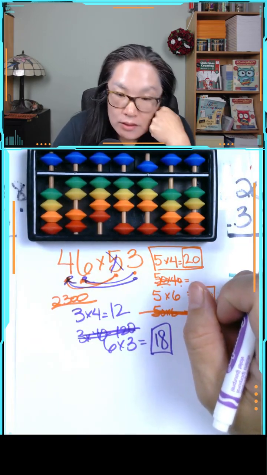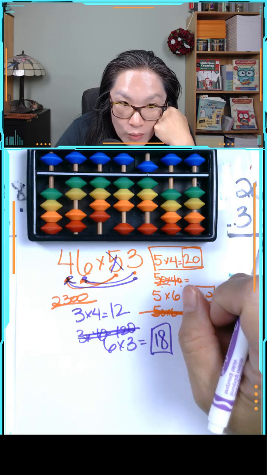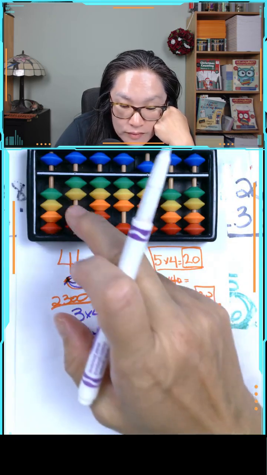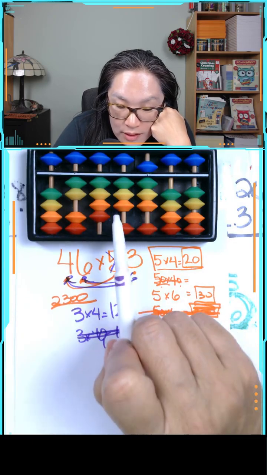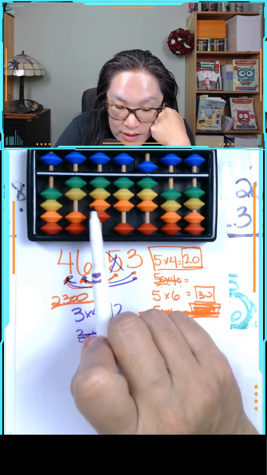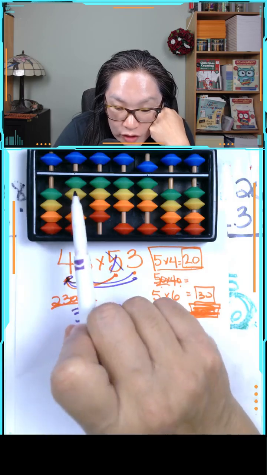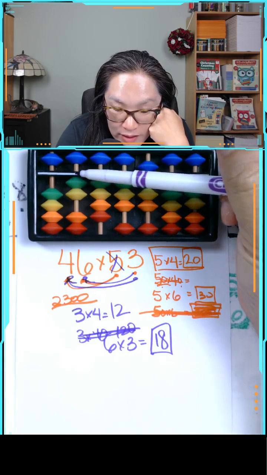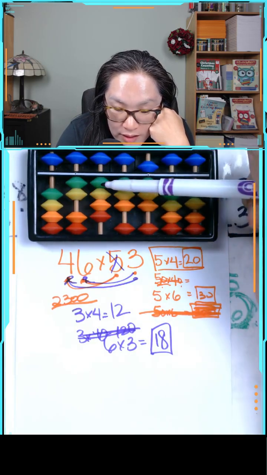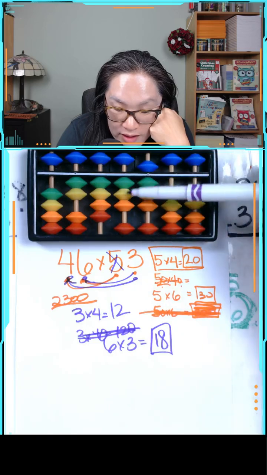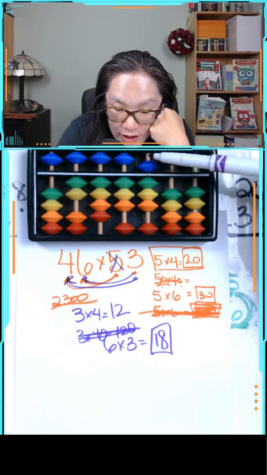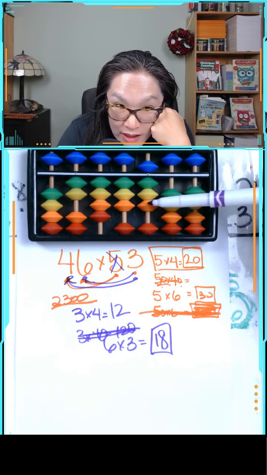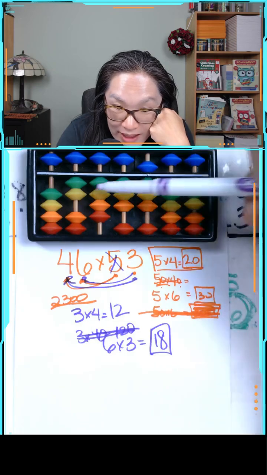What is our answer? Remember, we have our ones, tens, hundreds, thousands. So if you look, we have our beads touching this horizontal bar. This is 2,000. This is 400. This is 30. And then this is 8. The top bead is a value of 5. So 5 plus 3 is 8. That's how we get this answer.